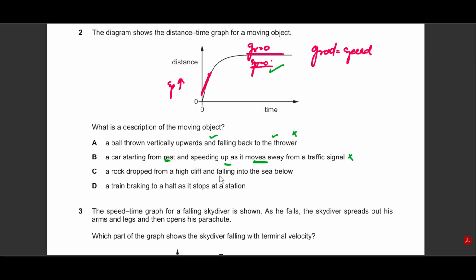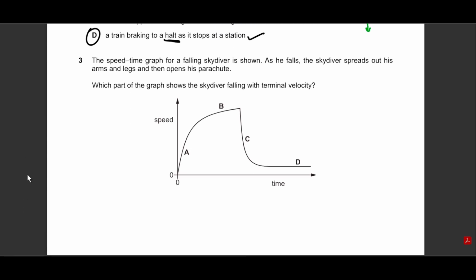Part C, a rock dropped from a high cliff falling into the deep sea below. Even if it falls into the sea, the object will not stop moving. It's still moving, either with a lower gradient, with a lower speed, but still moving. So this can't be the option. A train braking to a halt, yes, this. We need something with the idea that it's going to stop moving, it's going to stop in its tracks with speed being 0. So D looks like a good option.